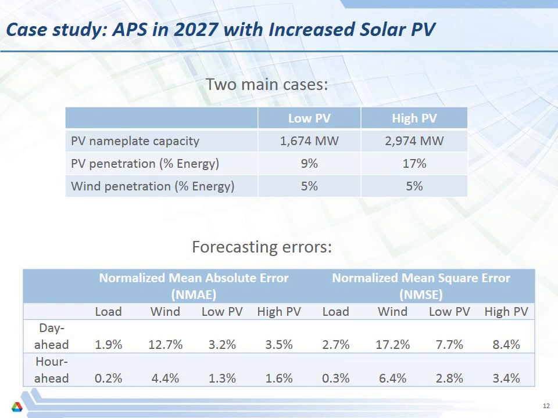So next, I'll show you our case study that we applied to Arizona Public Service. And we looked at the year of 2027, which was the last year in APS's 2012 Integrated Resource Plan. So the generation mix that we picked was based on the generation mix identified in this 2012 IRP.